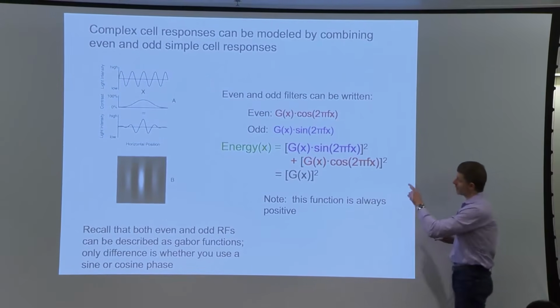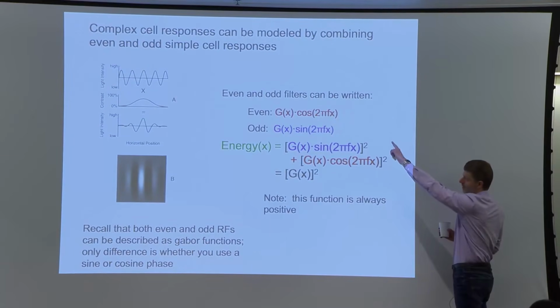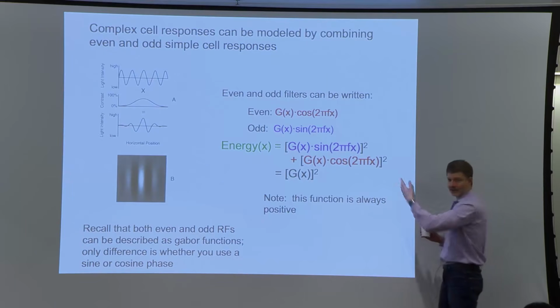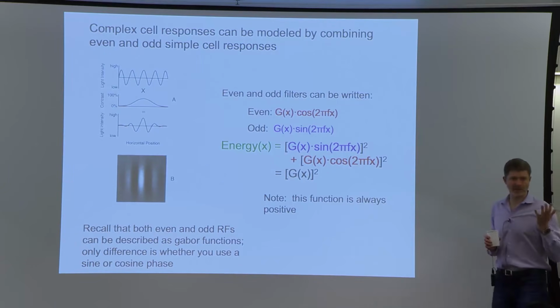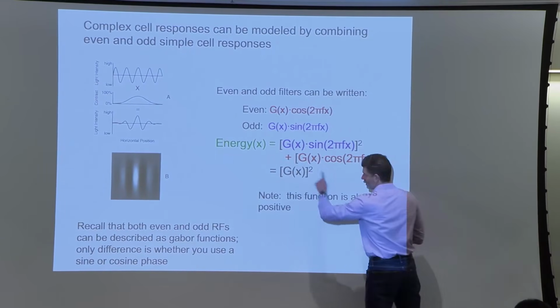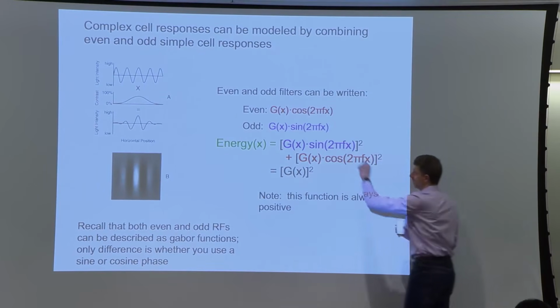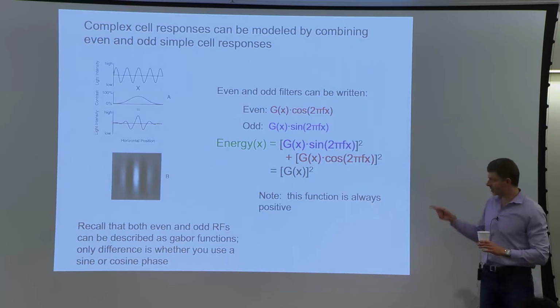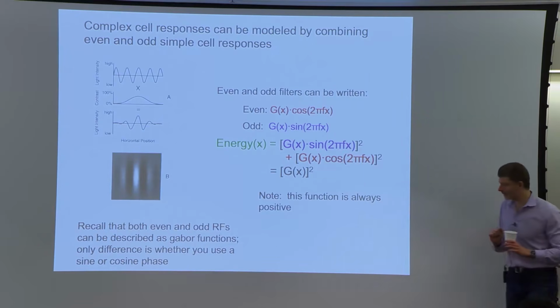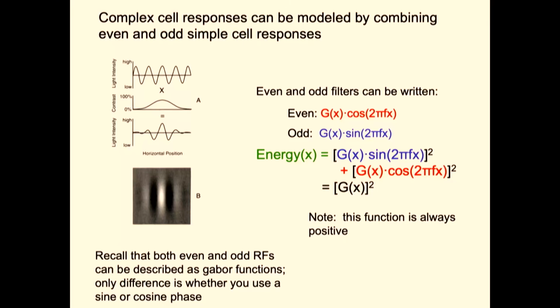If you square the responses of the even and odd receptive fields and then add them together, because of the trigonometric identity that sine squared plus cosine squared equals 1, you end up getting a very simple expression where the sinusoids drop out and you're just left with a Gaussian spatial dependency. This is what is often known as the energy model of complex cells.